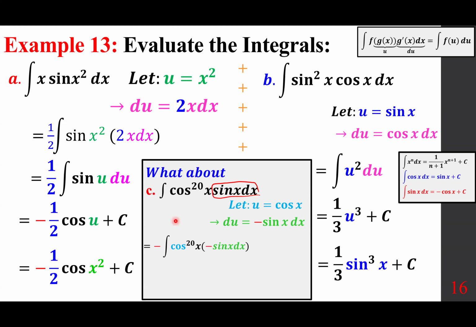Remember, -1 and -1, the product is +1. So minus the integral of cosine to the power of 20 x times minus sine x dx becomes minus the integral of u to the power of 20 du. And using the power rule, -1/21 u to the power of 21, and a constant. Replace the u with cosine, and the final answer is -1/21 cosine to the power of 21 x plus a constant.